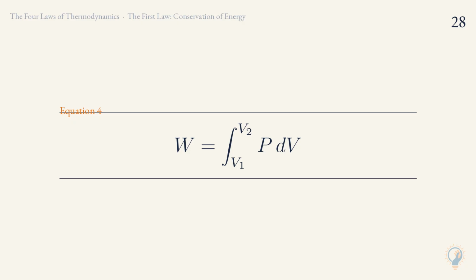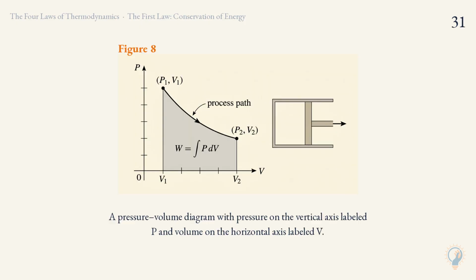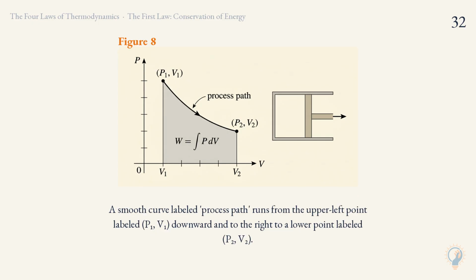Integrating the pressure over the swept volume gives the total work done by the gas on the piston. This is equation 4. Figure 8 shows why. Figure 8. A pressure-volume diagram with pressure on the vertical axis labeled P and volume on the horizontal axis labeled V. A smooth curve labeled process path runs from the upper left point labeled P sub 1, V sub 1, downward and to the right to a lower point labeled P sub 2, V sub 2.